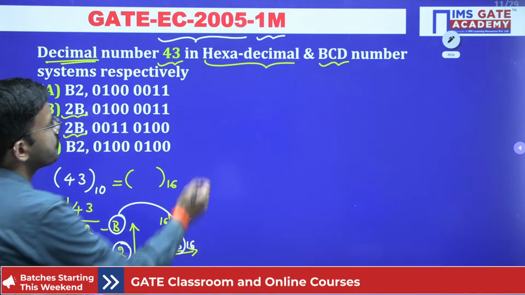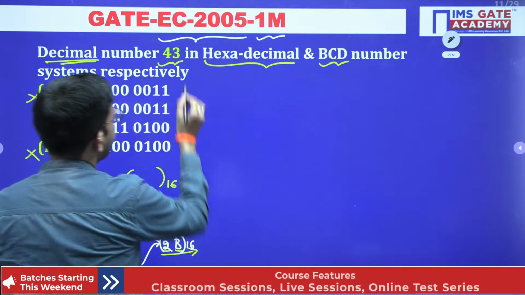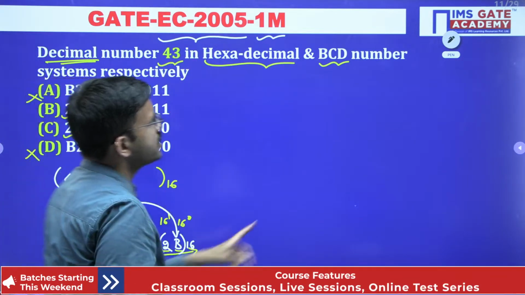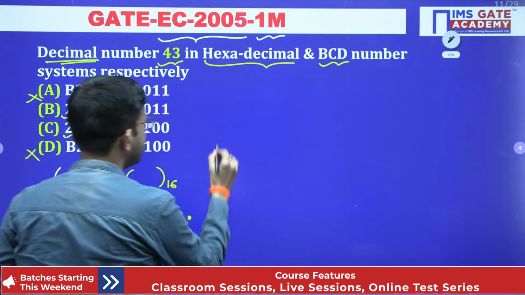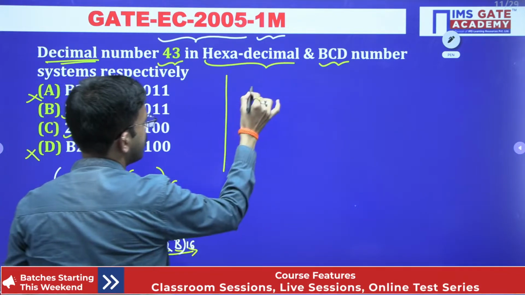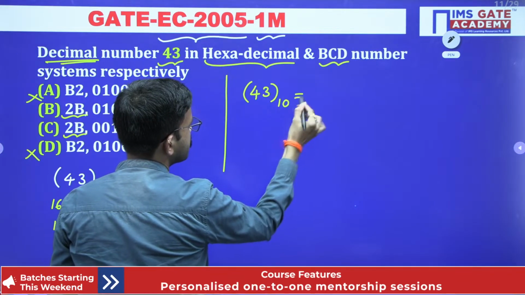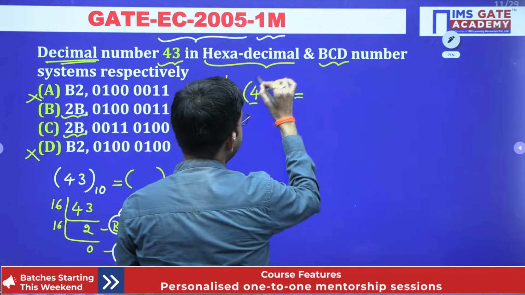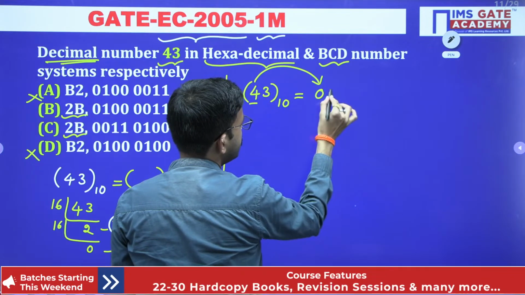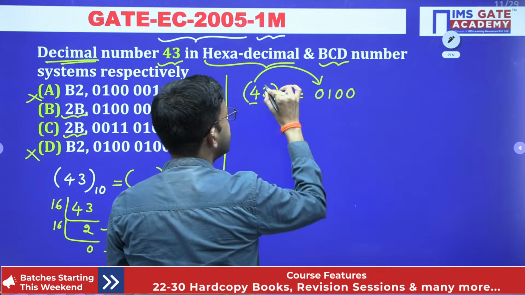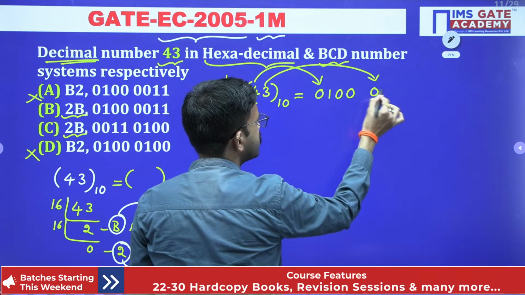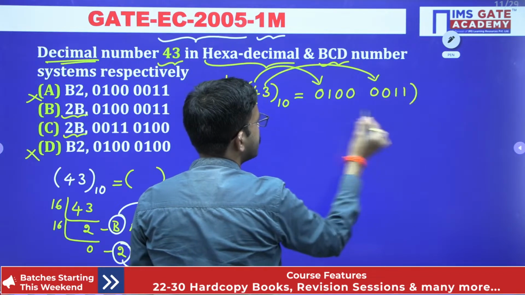Now the other part of the question is what? Represent the decimal number 43 in BCD. It is very simple. 43 is the decimal number, and we have to represent it in BCD. So here 4 is nothing but 0100 and 3 is nothing but 0011. This is the BCD code.